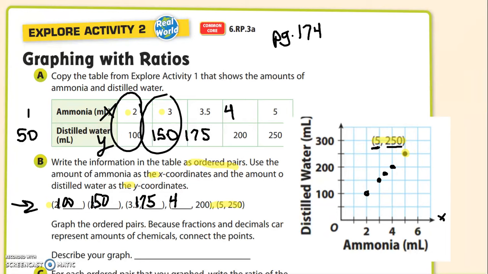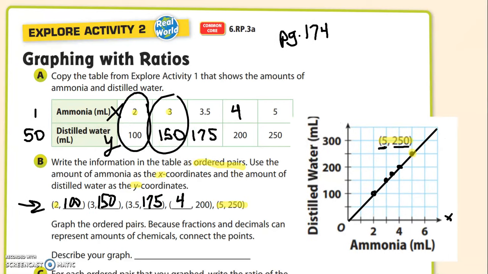I'm actually going to use a line tool to make a perfect line, because it asks us to connect the points. The directions say connect the points. So I made a perfect line there. And to describe your graph, we could just call it a straight line or even just a line. That's all you need to do there.